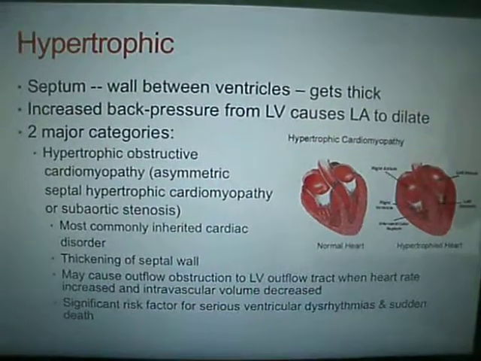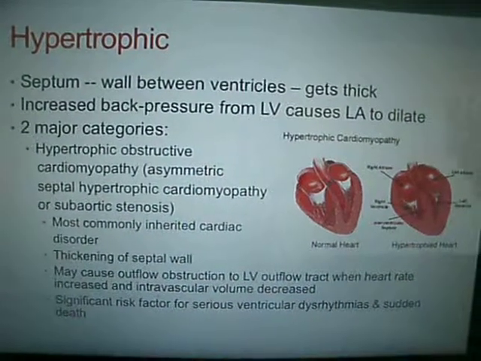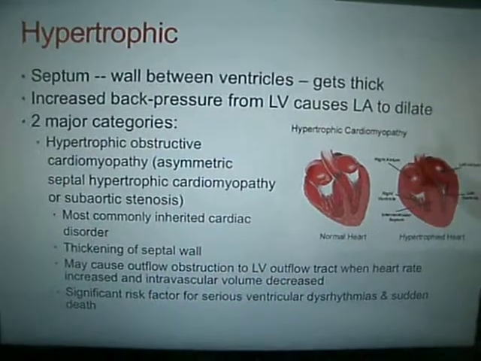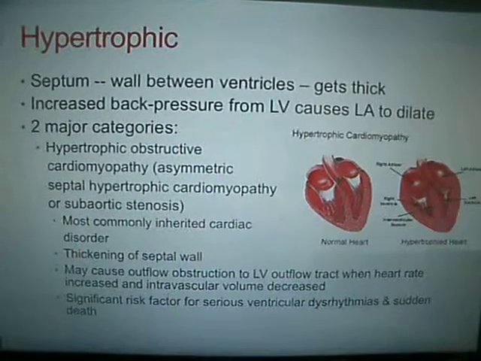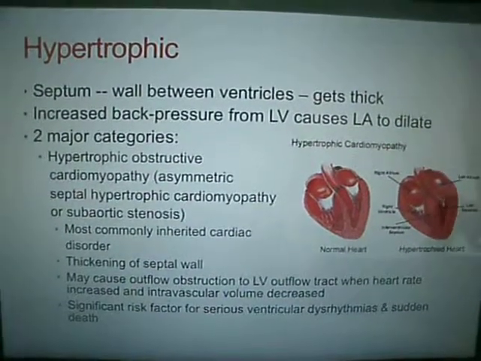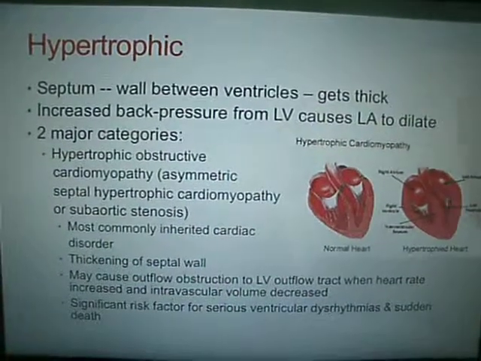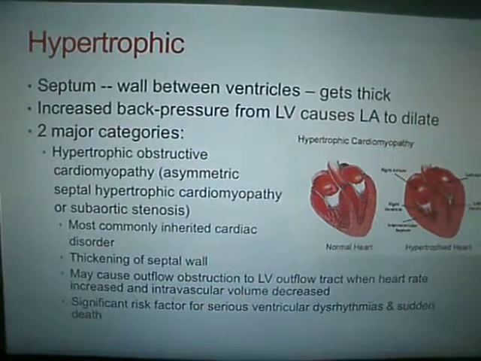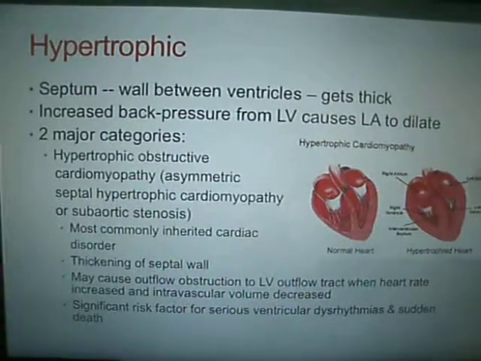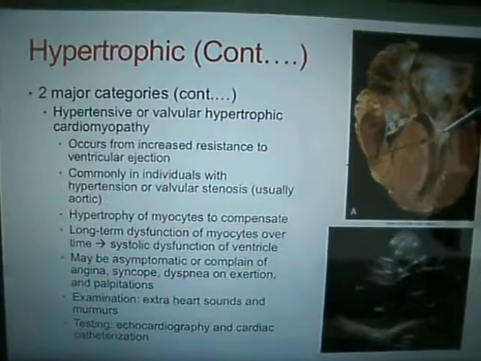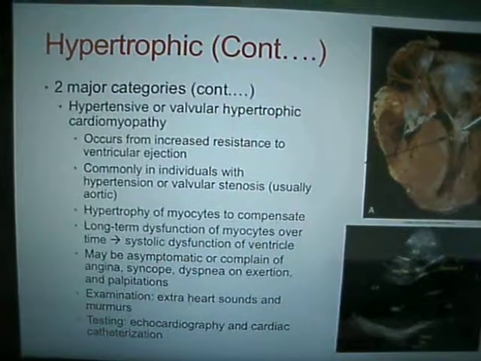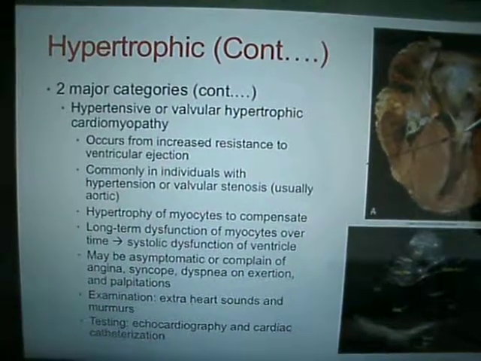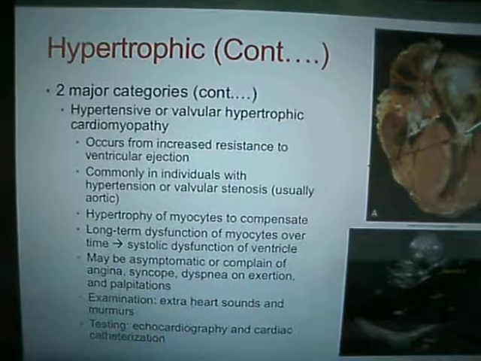This is the most commonly inherited cardiac disorder, and it may cause the outflow obstruction to the left ventricle outflow tract when the heart rate is increased and when intravascular volume is decreased. This is a significant risk factor for serious ventricular dysrhythmias and sudden death, so this is something you definitely don't want. The other category is a hypertensive or valvular hypertrophic cardiomyopathy, which occurs from increased resistance to ventricular ejection.